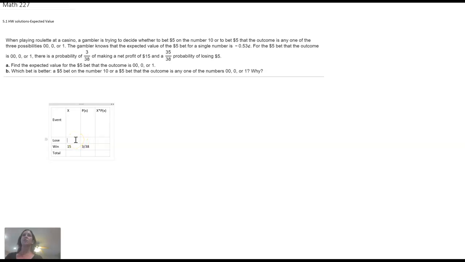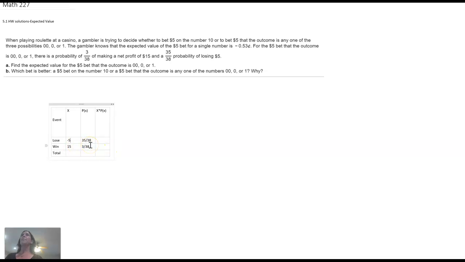Now, if there's a 3 out of 38 chance of me winning, that means, unfortunately, there's a 35 out of 38 chance of me losing. And if I lose, I lose my $5 bet. So that would be a minus 5 because I'm losing money. So the amount of money I lose is negative 5 because that means I'm down $5, and I've got 35 out of 38 probability. And here I would win $15. That's my profit. So that includes the fact that I had to pay $5 per bet, and I've got 3 out of 38 chance there.